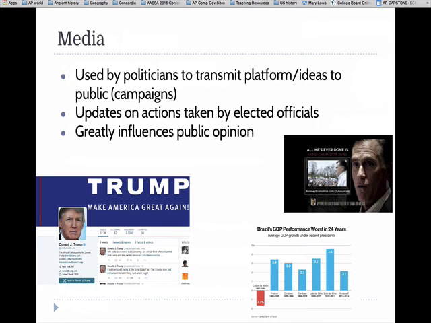But also, it's a way to update the public on the actions taken by elected officials. This might be through the news corporations, where they tell you a certain policy was just passed or a certain politician is supporting a certain policy. And this really influences public opinion to the point that it can determine elections simply based on media coverage.